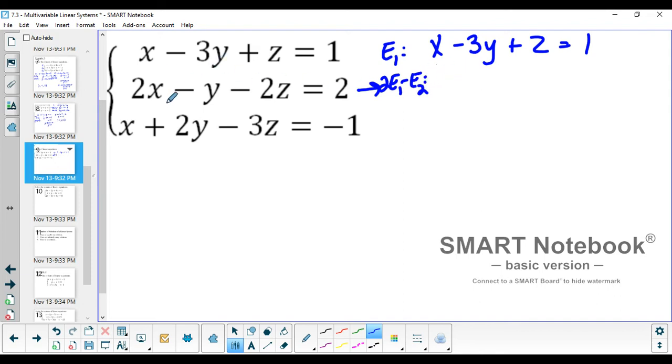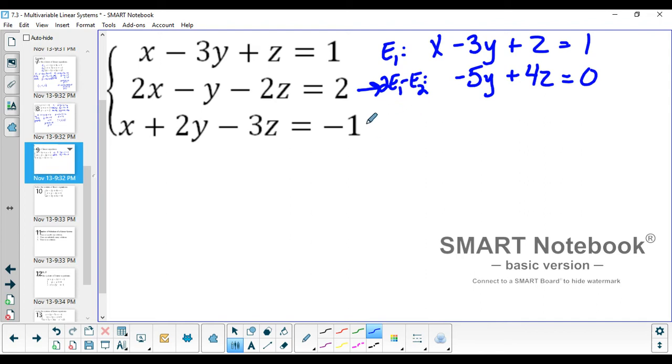All right, so 2x minus 2x is 0. Negative 6y plus y is going to be negative 5y. 2z minus negative 2z is going to be 4z. And 2 minus 2 is going to be 0.